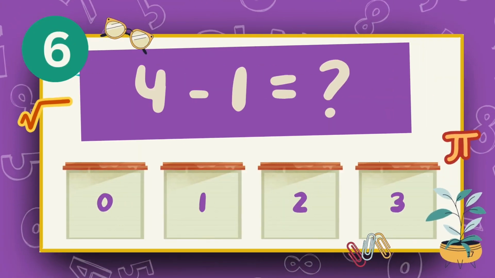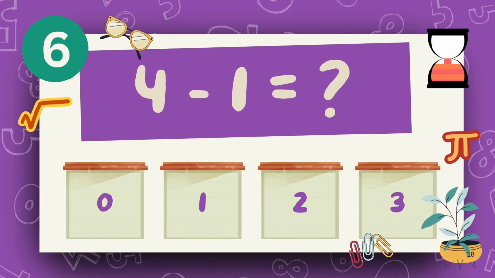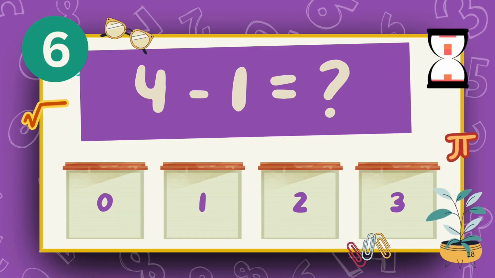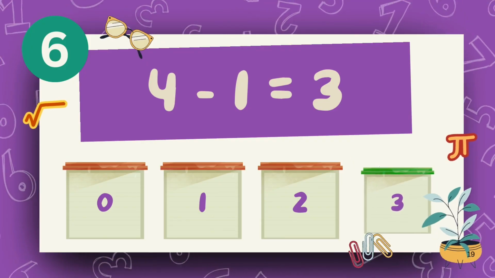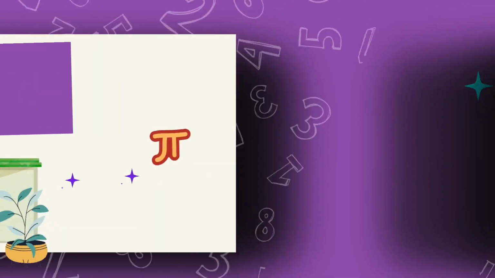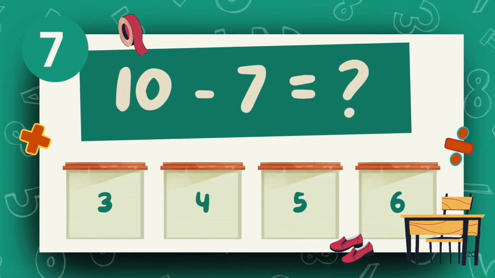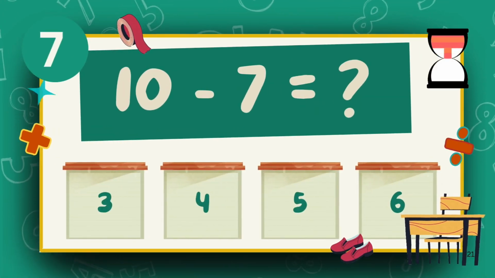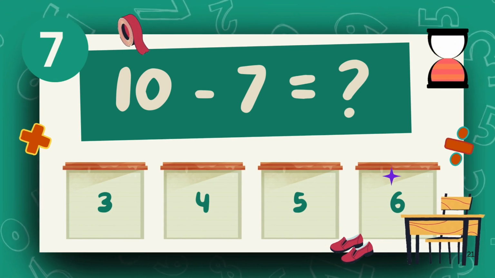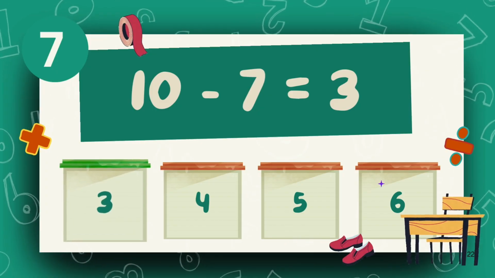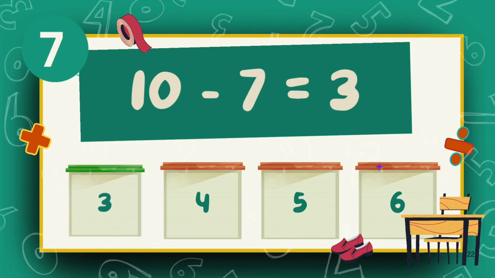What is 4 minus 1? The answer is 3. What is 10 minus 7? The answer is 3.